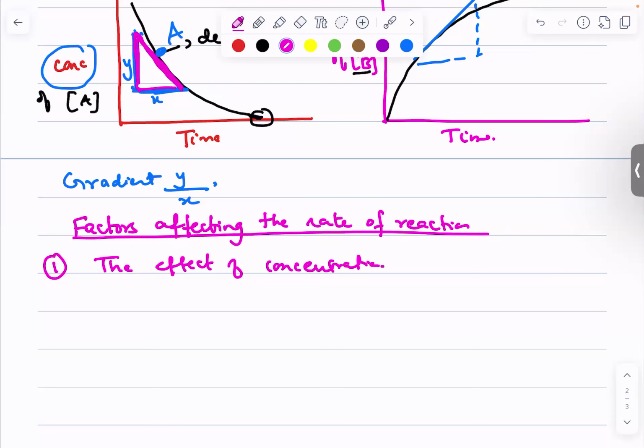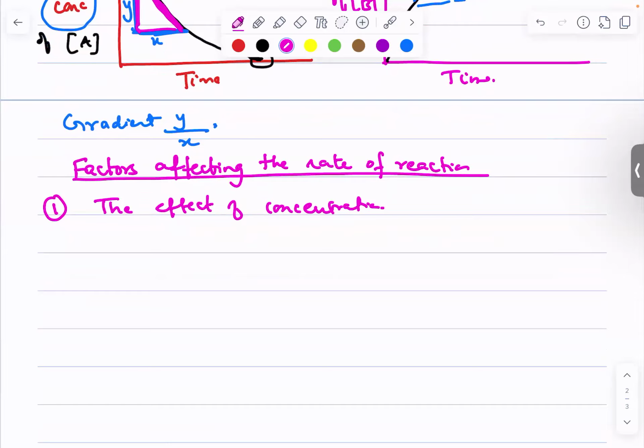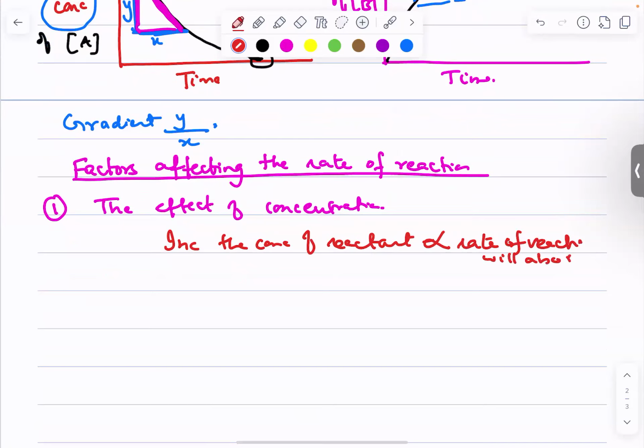Now, increasing the concentration of the reactant, what do you think? If I'm going to increase the concentration of reactant, what is going to happen to the rate? Rate will also increase. The rate of reaction will also increase. That means there is a direct relationship between the concentration and the rate of the reaction. So an increase in concentration often causes an increase in the reaction rate.